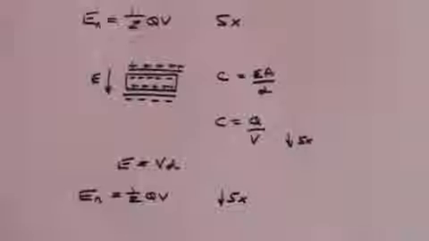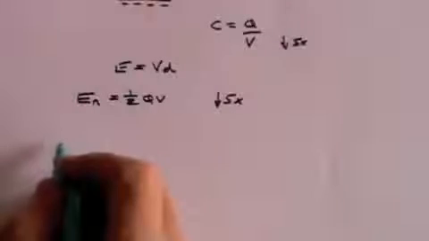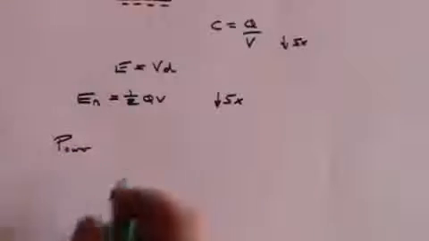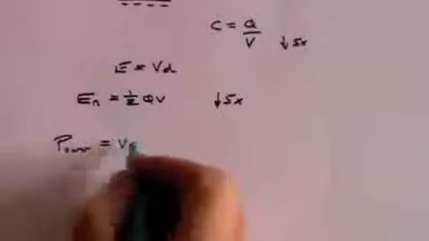Now it might just be worth explaining what that energy is that's in the capacitor, and we'll think of it not in terms of how you put energy in, but how you might get energy out. For electricity, the power is equal to the voltage times the current.